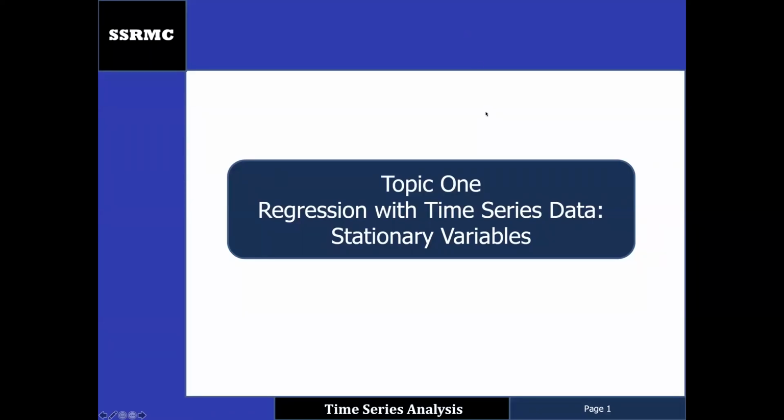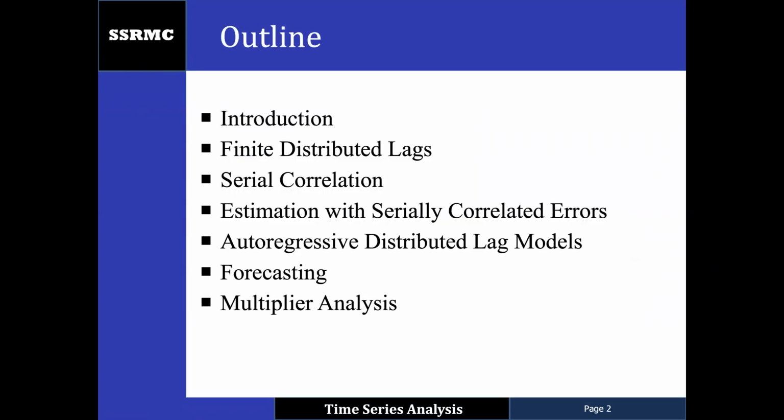The first topic of this module is linear regression with time series data, and we're dealing with stationary variables. In this section, we are going to cover finite distributed lag models. We will have a discussion on serial correlation, and then we are going to discuss modeling strategies when dealing with serially correlated errors. And we are going to introduce autoregressive distributed lag models as well. Then finally, we're going to discuss how to do forecasting and multiplier analysis.